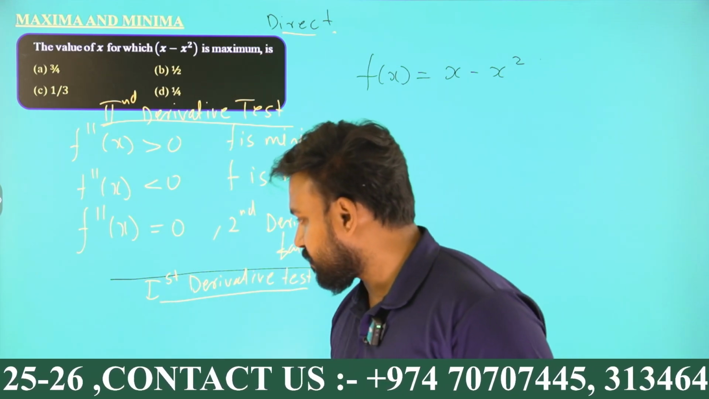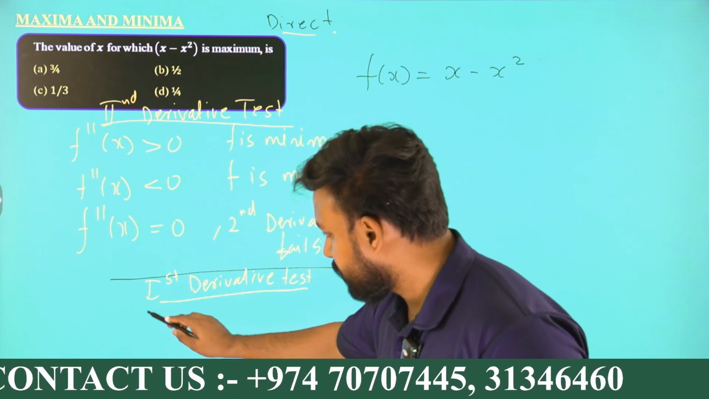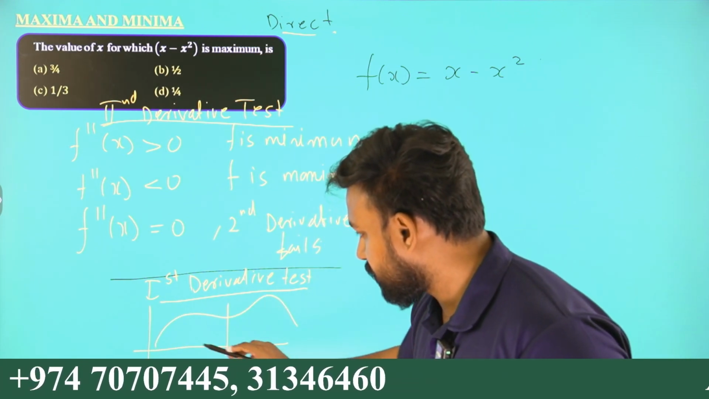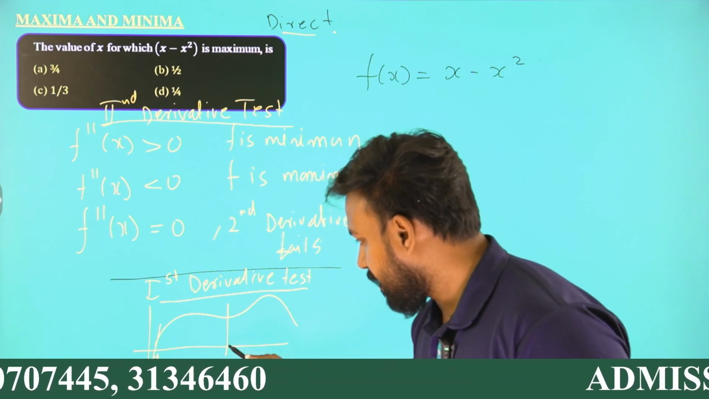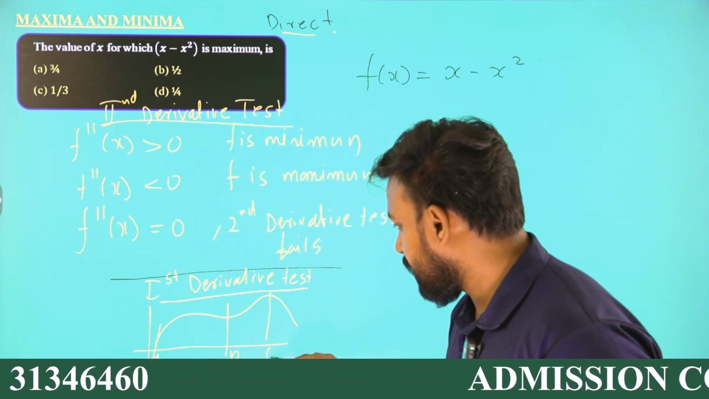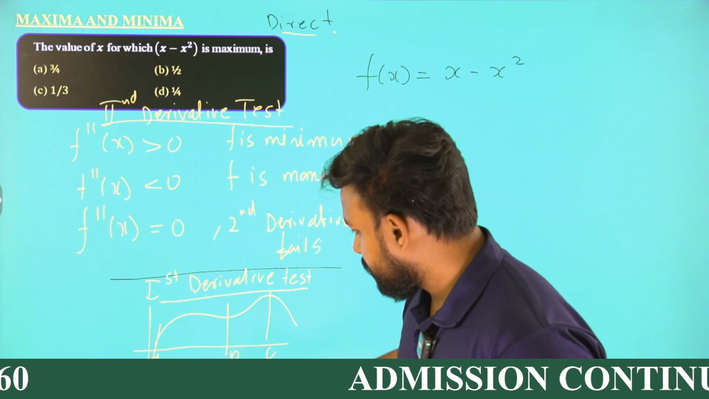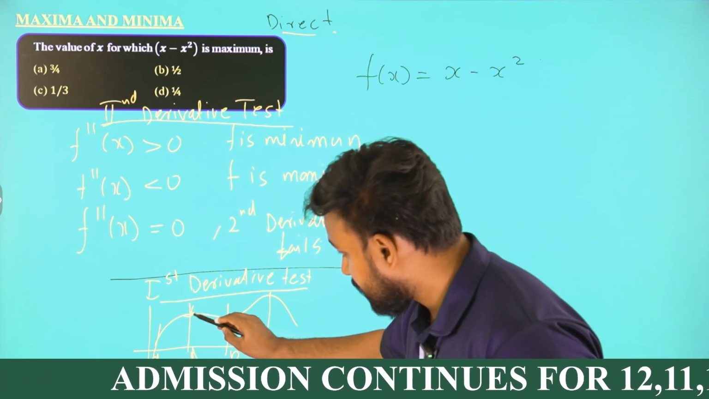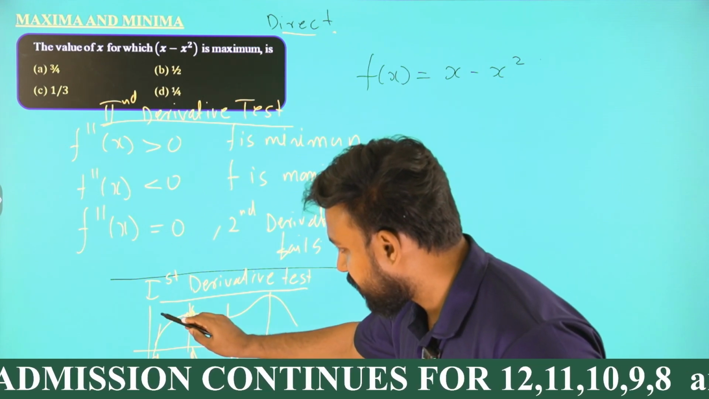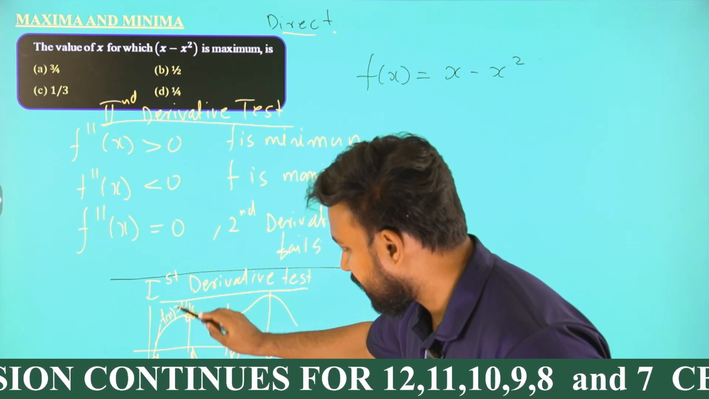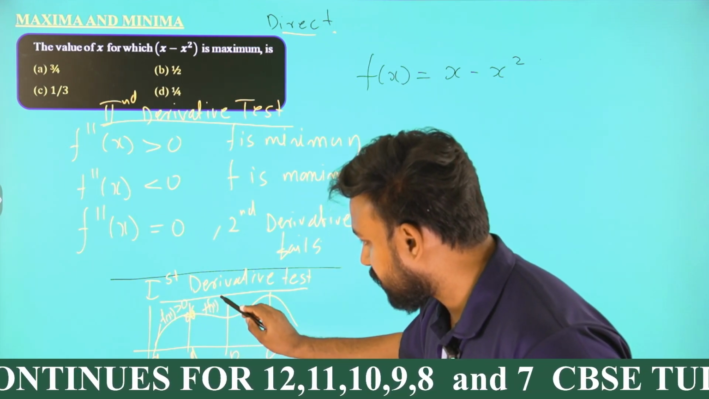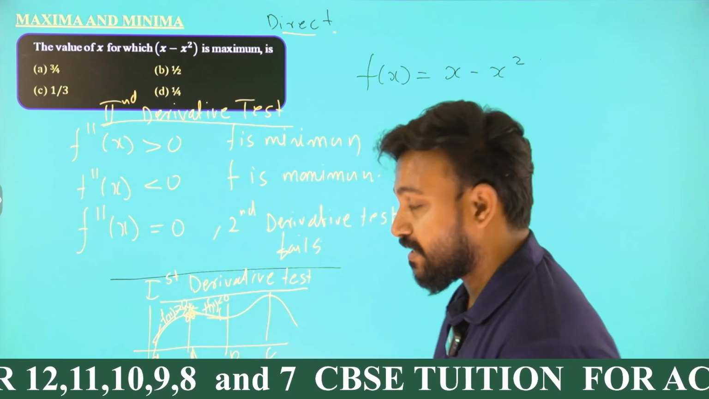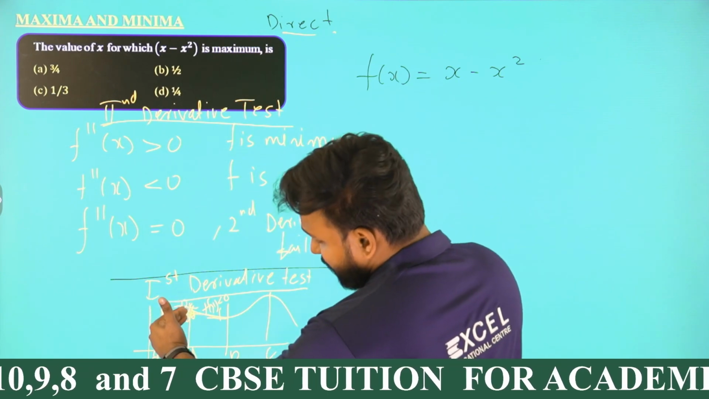What is the first derivative test? The first derivative test means if you find the critical point, say this is A, this is B, this is C, and this is D, so this is a critical point D. At the left side, f dash of x is greater than 0. At the right side, f dash of x is less than 0, increasing and decreasing. So a maximum will be there. Left is increasing, right is decreasing.